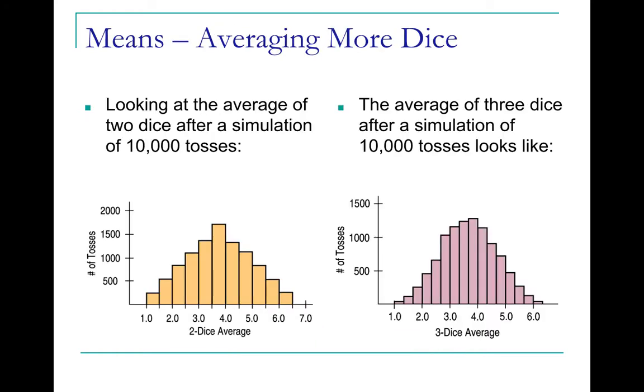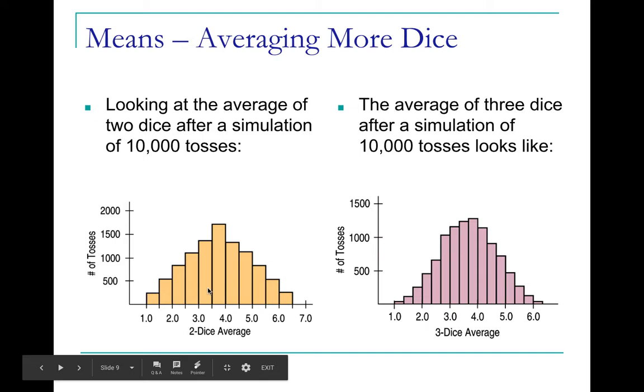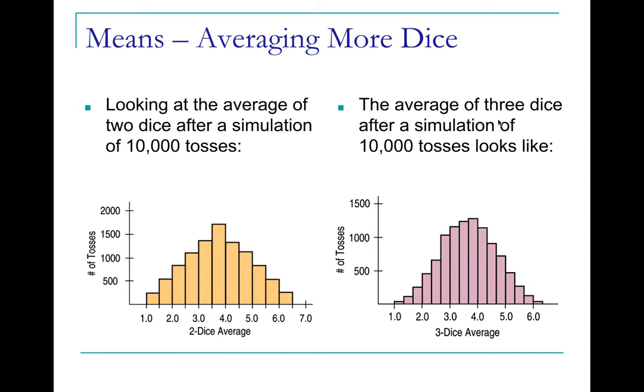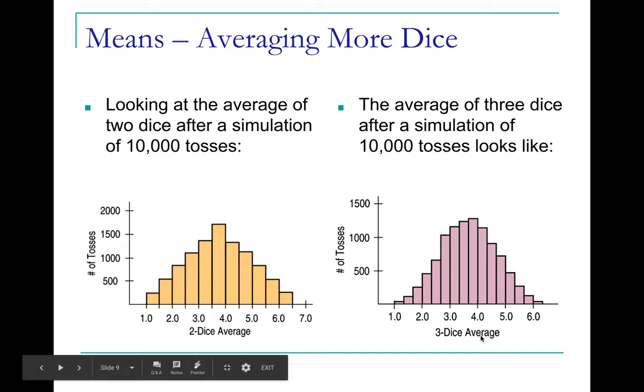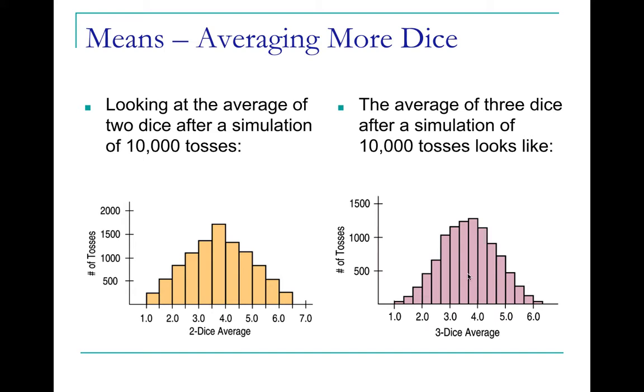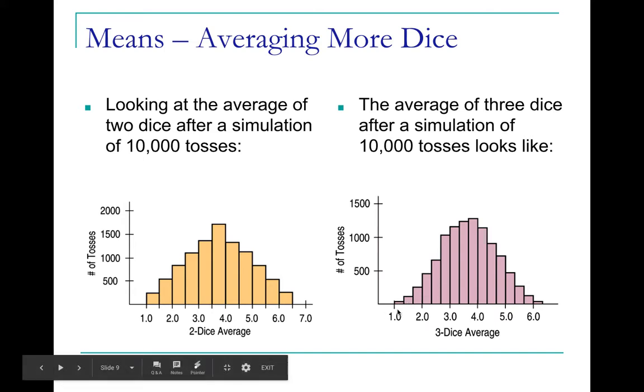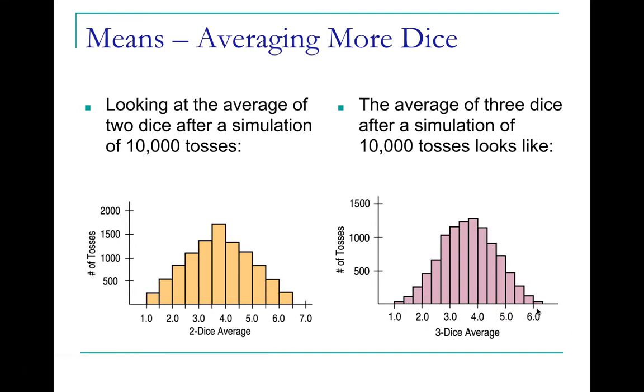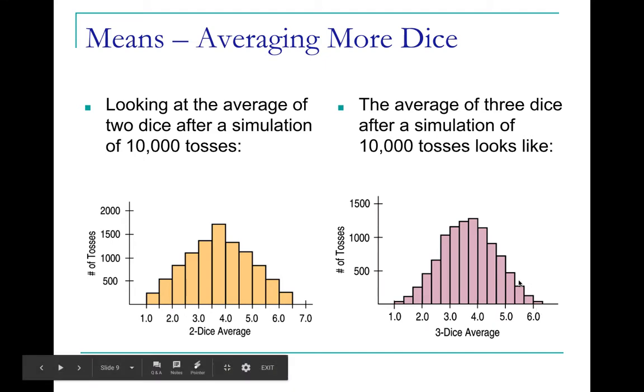I have two examples here. The first one, we're looking at the average of 2 dice after a simulation of 10,000 tosses. We are pretty much perfectly unimodal and symmetric, where our center is in between 3.5 and 4, and we go from 1 to 6, which makes sense. If we increase to 3 dice, we get this. This is still roughly unimodal and symmetric, but if you notice as we increased it, our chances of getting the small values decreased, and we get closer and closer to that center value.